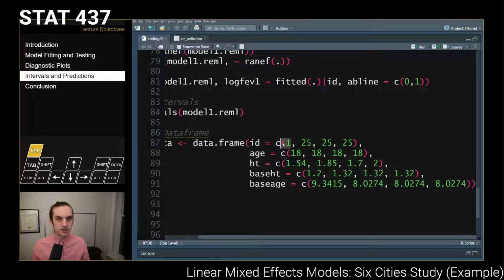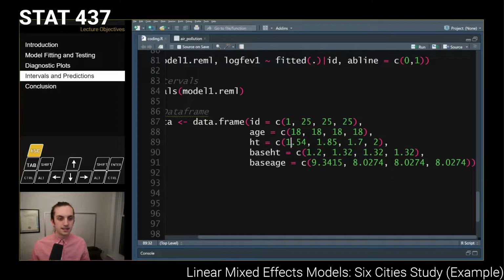And so we're trying to make a prediction for individual 1 when they're 18, or for individual 25 when they're 18, right? And then for height, of course, when they're 18, what is the height that we want to predict their outcome for? And so we're going to have 1.54 for individual 1. And then this shows why I have 3 different rows for individual 25. You can see that we have either 1.85, 1.7, or 2. So it's this range of heights.